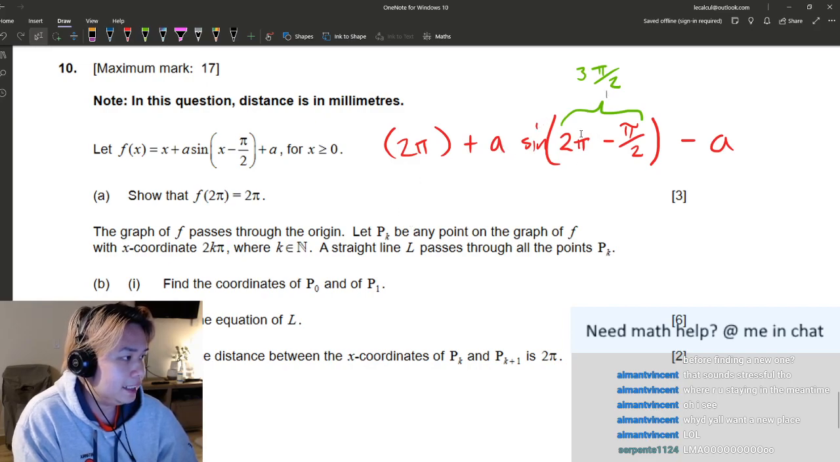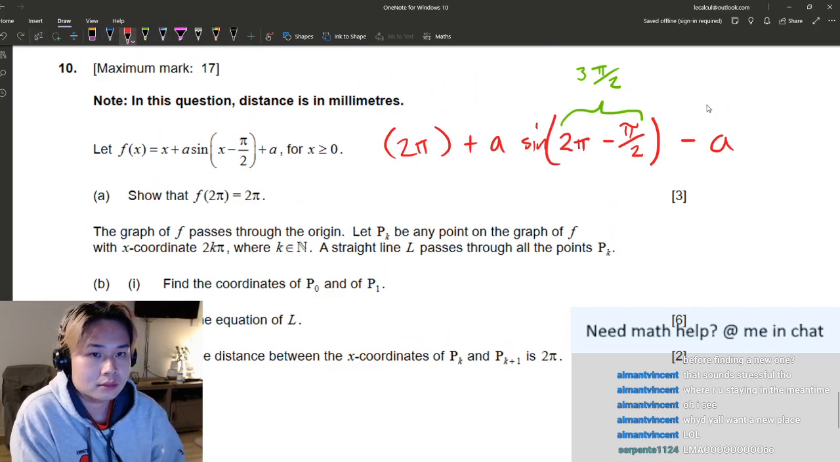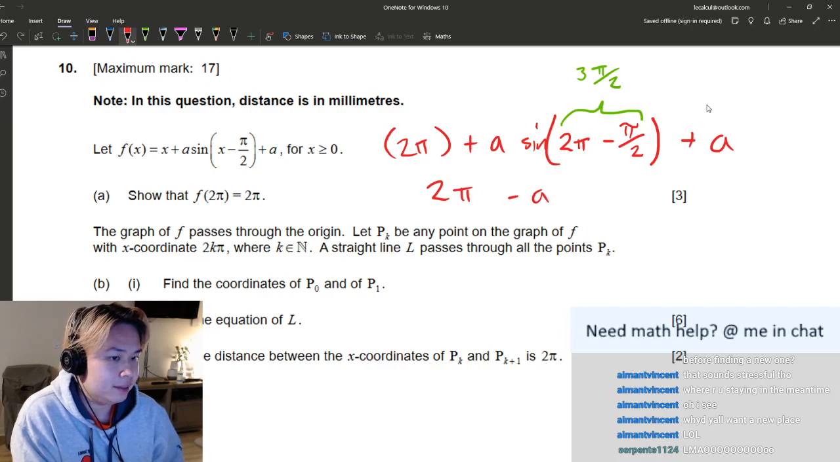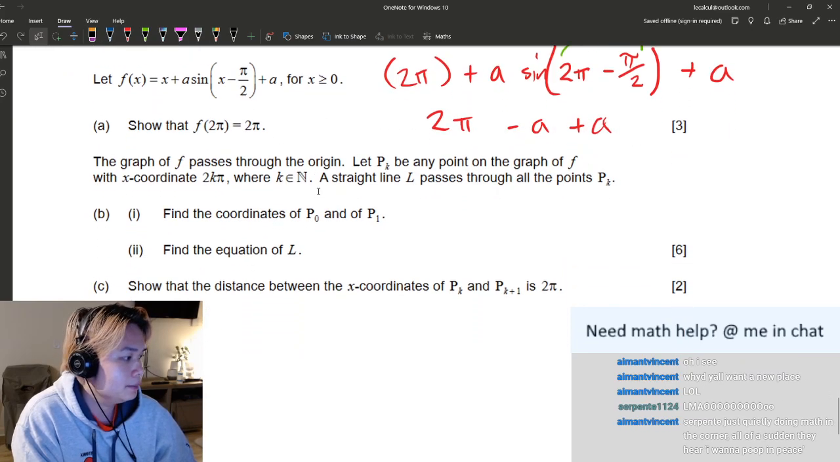Okay, so I plug in 2 pi. 2 pi minus pi over 2 is 3 pi over 2. Sine of 3 pi over 2. What is that? Negative 1? So this becomes 2 pi minus a plus a. So I guess those a's cancel out, and then I show that f of 2 pi is 2 pi.